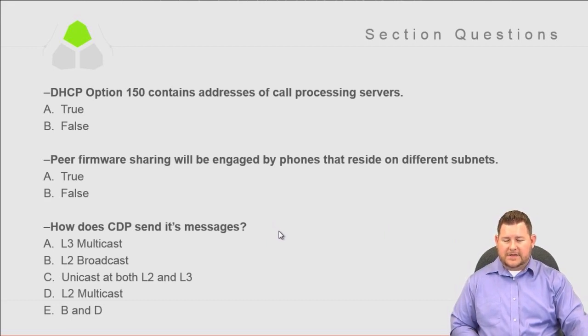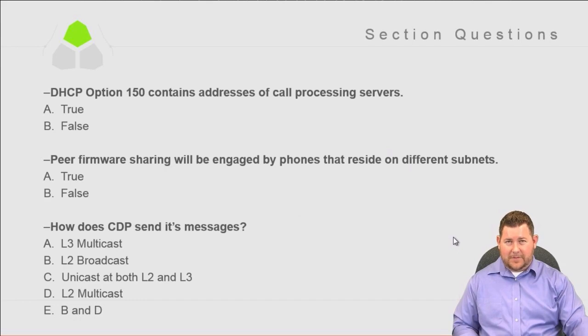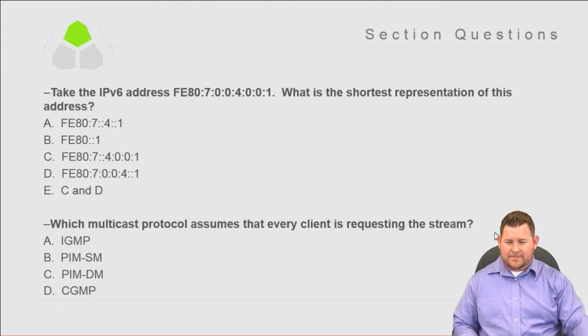A, with layer 3 multicast. B, layer 2 broadcast. C, unicast at both layer 2 and layer 3. D, layer 2 multicast. Or E, BND. A bunch of D's. You guys are all wrong. No, I'm just kidding. You guys are straight up right. Good effort. So layer 2 multicast, with that weird MAC address with all those C's in it, is the layer 2 multicast address.